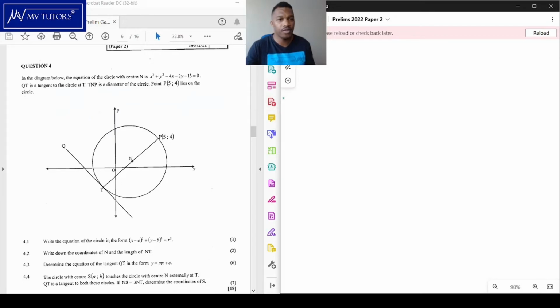So what we want to do first is just write it in the form. I'm just going to rearrange it so that the x's are alone. So it's minus 4x there, and then it's plus y squared minus 2y. And then I want to bring the 13 to the other side. When it comes to the other side, it's a positive 13.